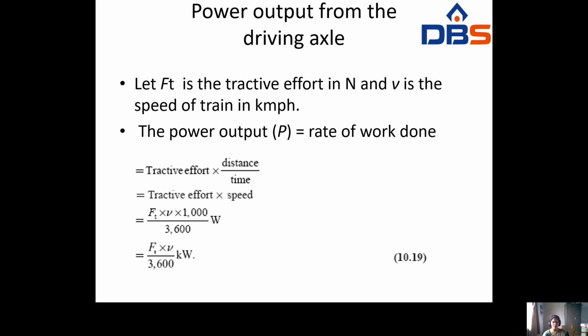The tractive effort is Ft and speed is denoted by V. Here you have to write power in watts, force in newtons, and time in seconds. So here you have to write P equal to Ft into V by 3600 kilowatts.